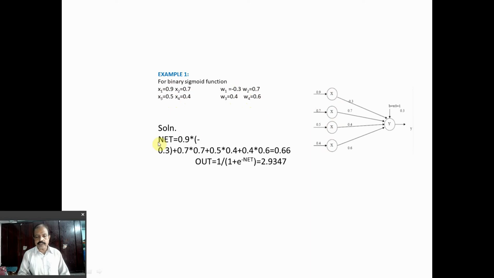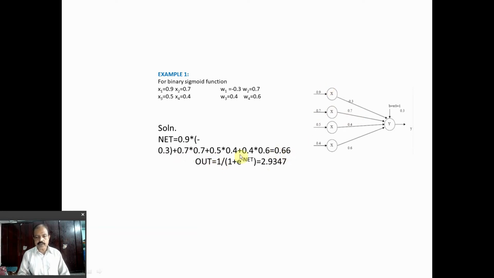Then how to find the net output? Net output is equal to x1 into w1. What is x1? x1 is equal to 0.9 and w1 is equal to minus 0.3. So 0.9 into minus 0.3 plus 0.7 into 0.7, and so on. Like that you go for the multiplication, and the sum is coming to 0.66.